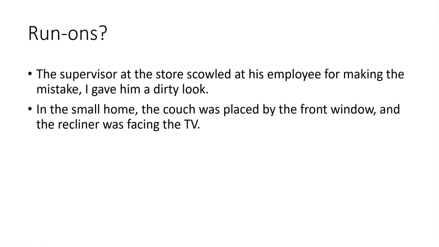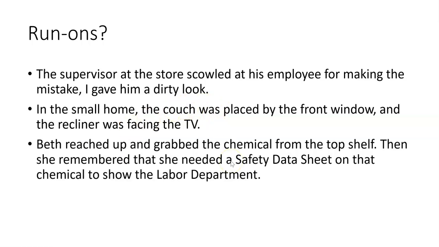This one has good structure. We have a 57B introductory clause. We have a 57A comma before a coordinating conjunction. We have recliner was, couch was. It's fine. And then Beth reached over and grabbed the chemical from the top shelf. Then she remembered that she needed a safety data sheet on that chemical. There's nothing wrong with that sentence either.